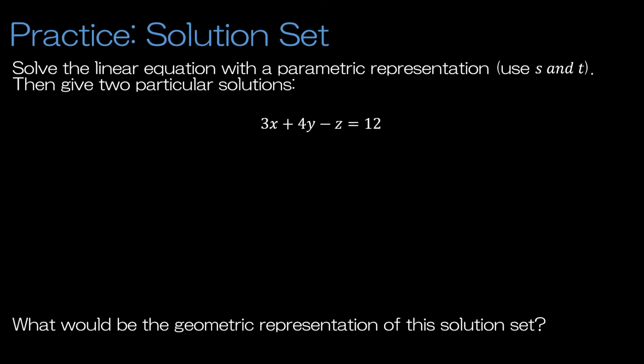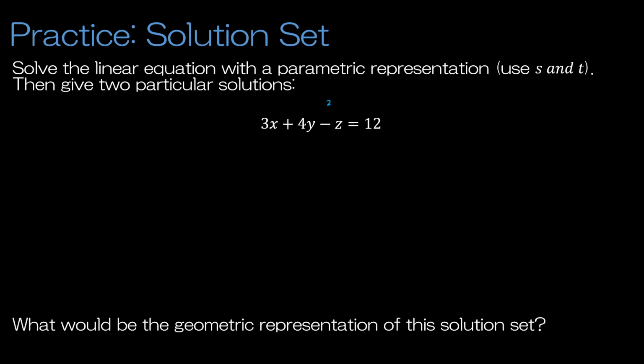Now that we understand how to find a parametric representation, let's do so for an equation involving three variables. Now keep in mind, I could have just as easily written this as 3x1, 4x2 minus 1x3 equals 12, and we would be doing this exactly the same way.